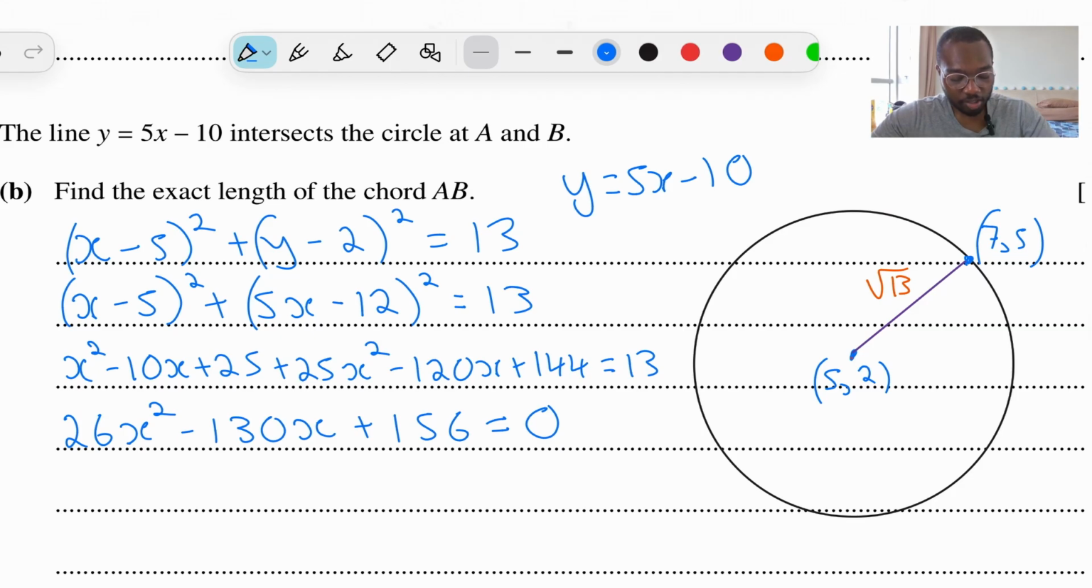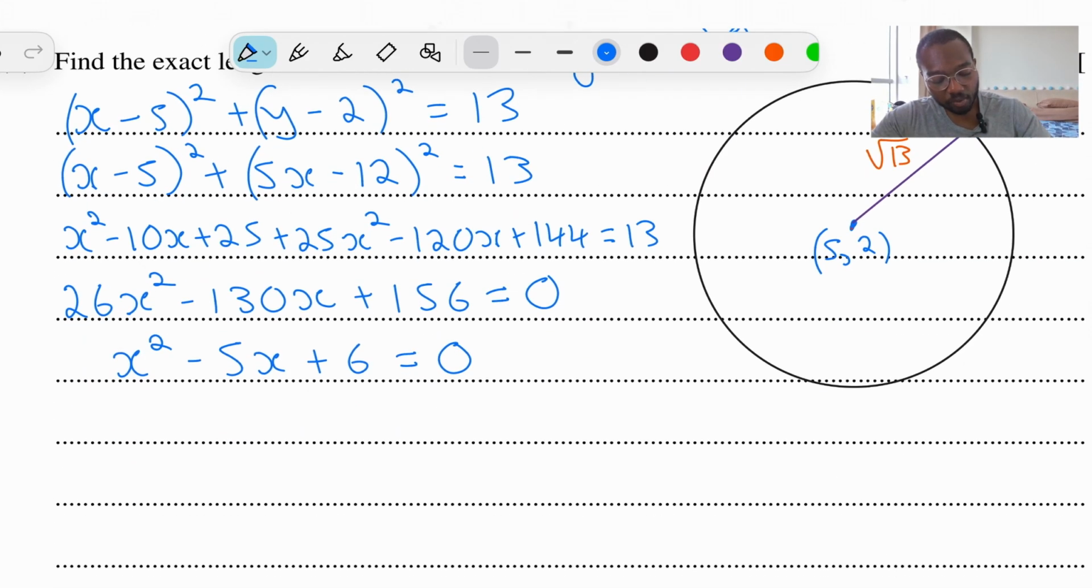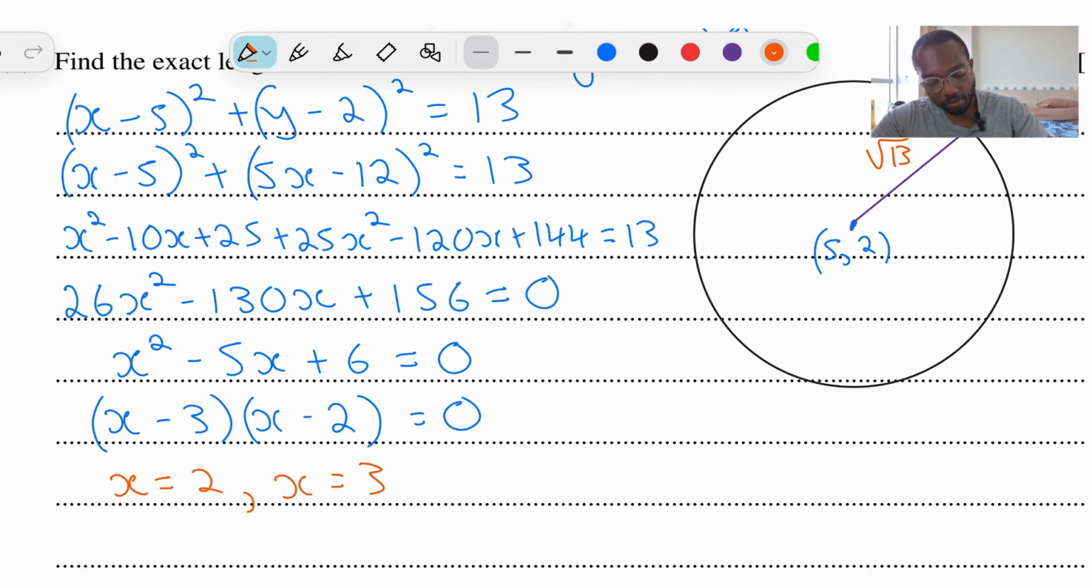Now we're at this stage. Lucky for us, all of these values divide by 26. So if we divide everything by 26, you're left with x squared minus 5x plus 6, and that's equal to 0. Now we can just solve this. If we factorize it, we get (x minus 3)(x minus 2) equals 0. Therefore, x is either 2 or 3. So we get x equals 2 and x equals 3.